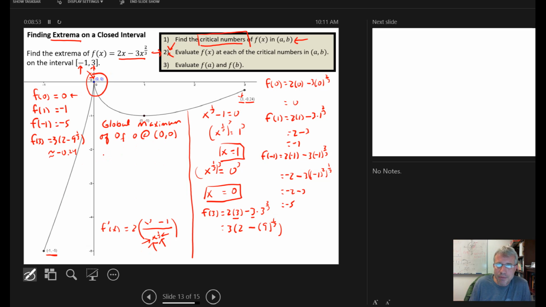So global maximum and a global minimum of -5 was the smallest output on the closed interval from -1 to 3, and that occurred when we input -1. We got an output of -5. So there's our extrema, our global max and global min values on the closed interval.